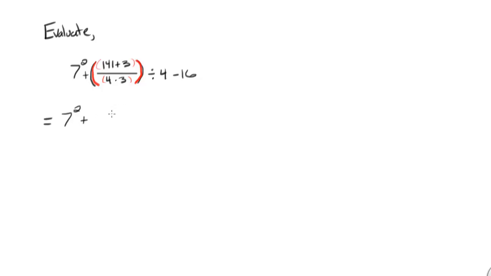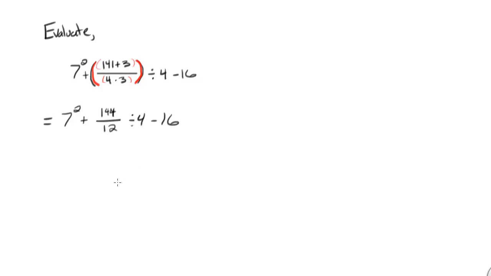On top, 141 plus 3 is 144. On the bottom, 4 times 3 is 12. It really doesn't matter which of those you do in which order because they're independent of each other. And then we have this divided by 4 here, and then minus 16.